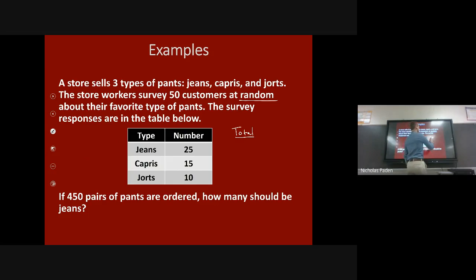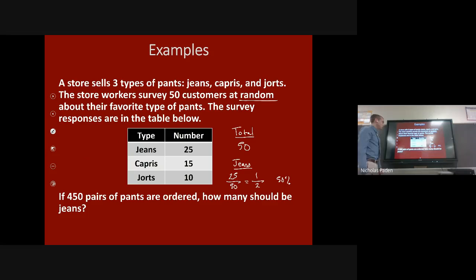Well, you just add all three of those up. 25 plus 15 plus 10 would be 50. And so 25 out of 50 are jeans. Okay, so jeans would be 25 out of 50, and simplify that. That is 1/2 or 50%, right?